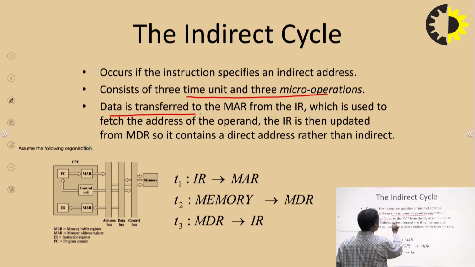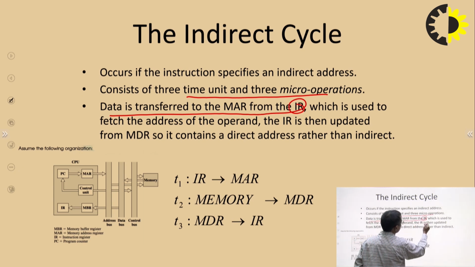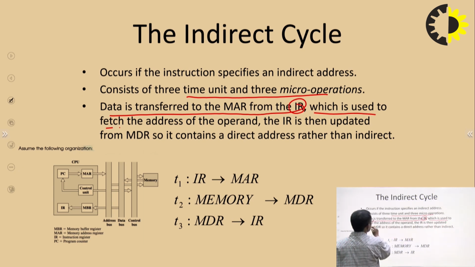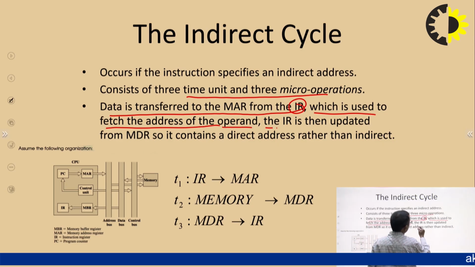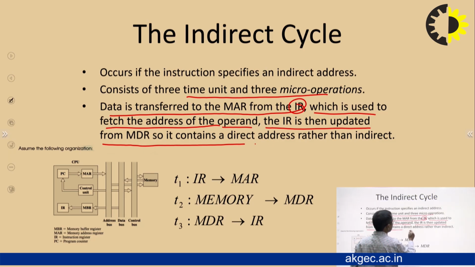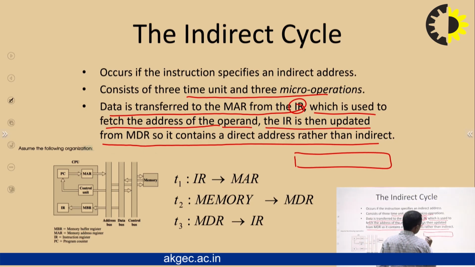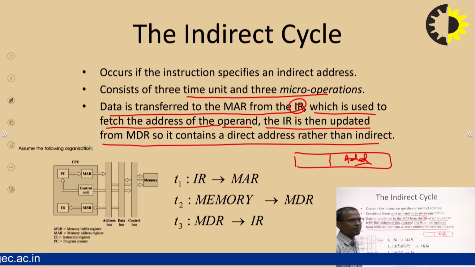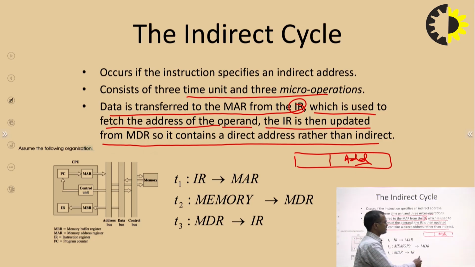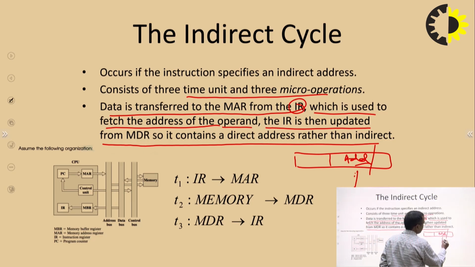Data is transferred to the MAR from the IR, which is used to fetch the address of the operand, and the IR is then updated from the MDR, so it contains the address rather than data. So students, we very well know that the second part of the instruction is address. And since the indirect bit is set, certainly this is not data.